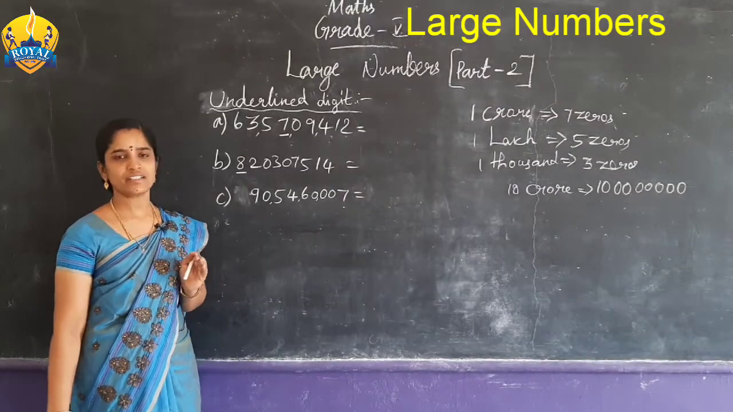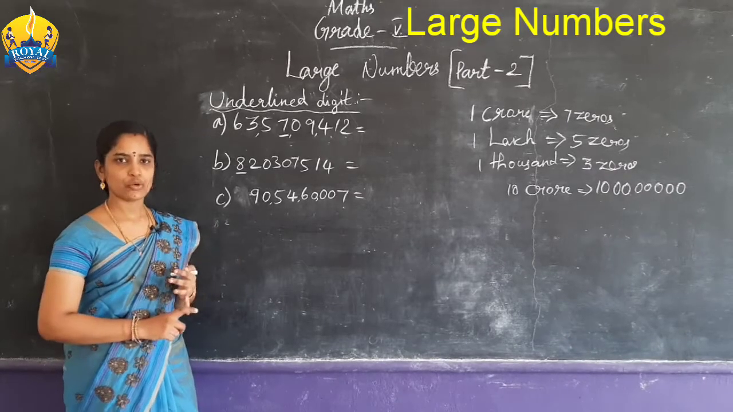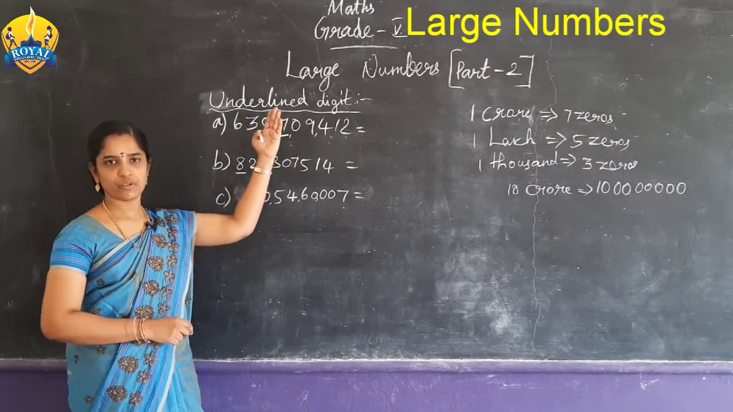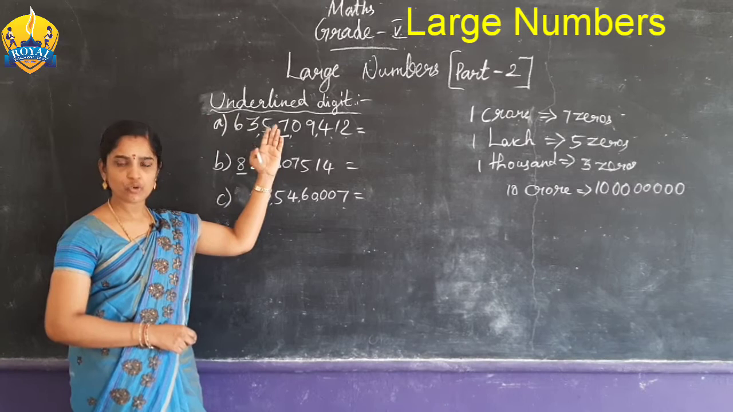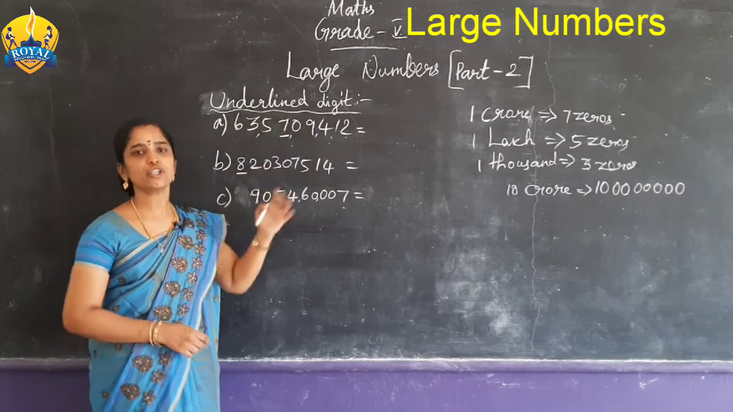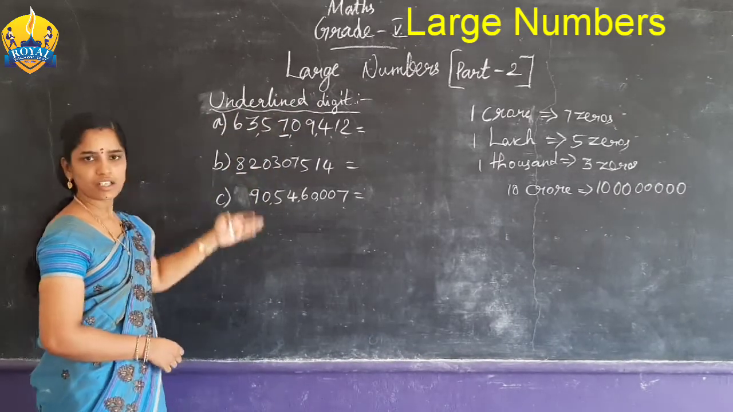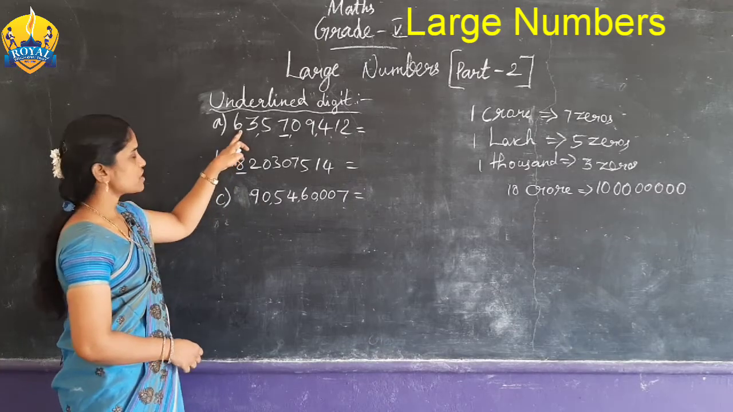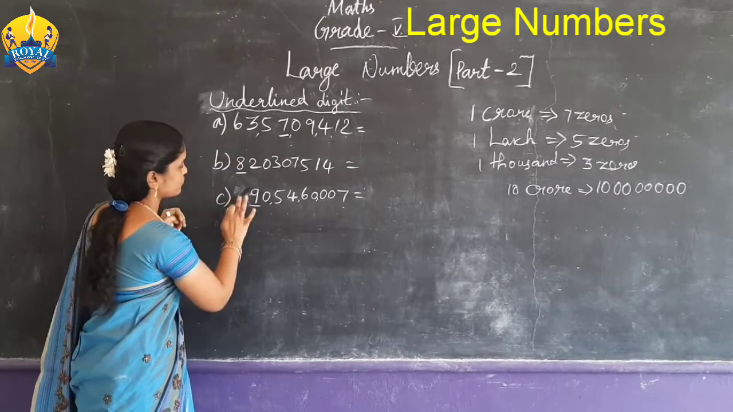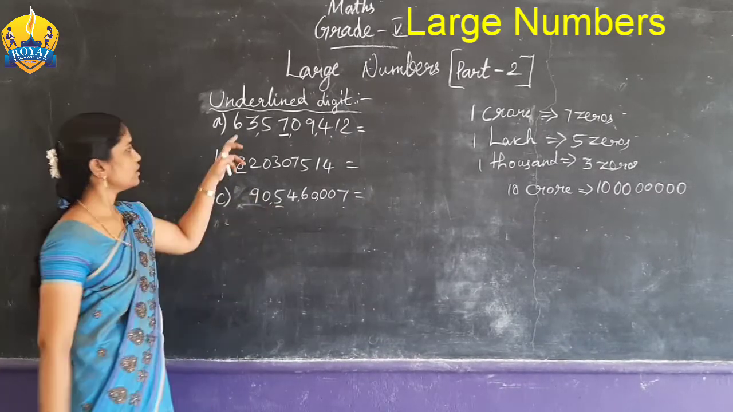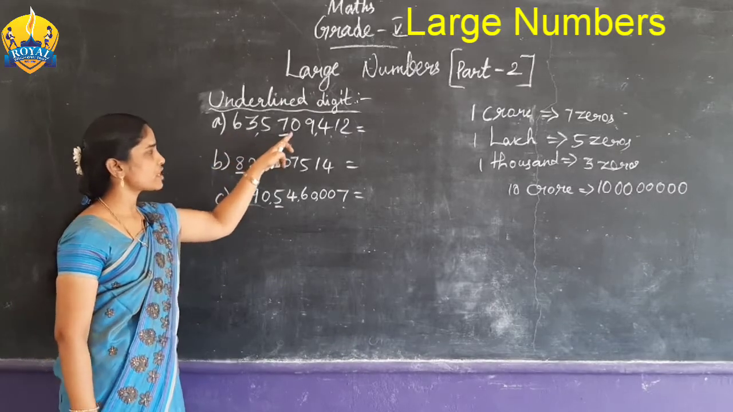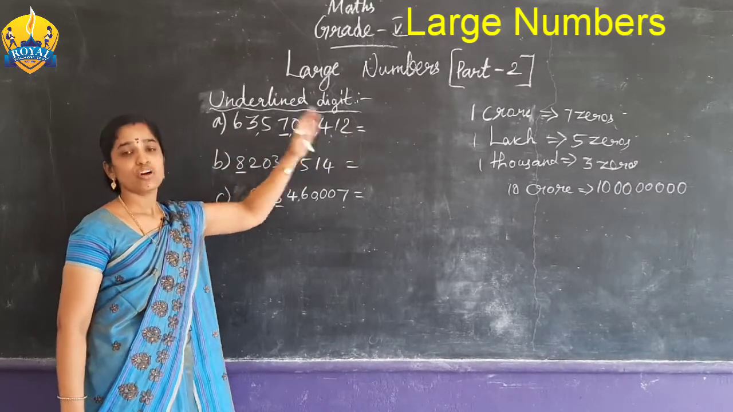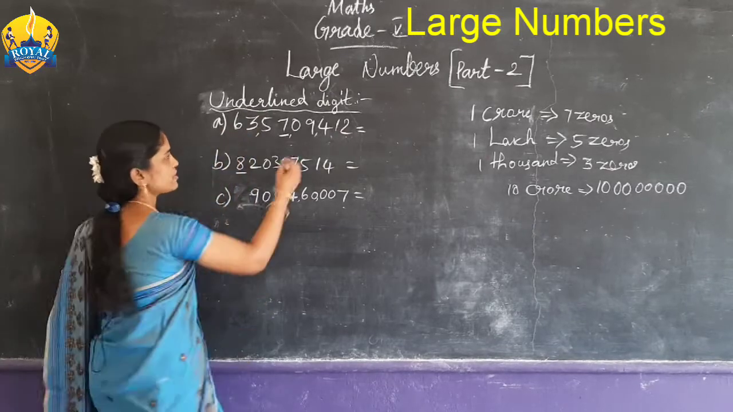The next one is write the place value of underlined digit. Note it. Write the place value of underlined digit in the numeral. The given numerals are here. The first number is 635709412. Write the place value above the number first.